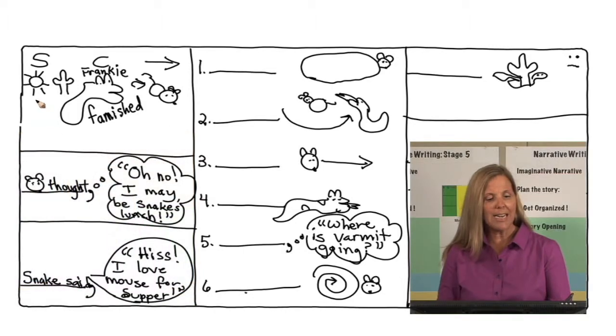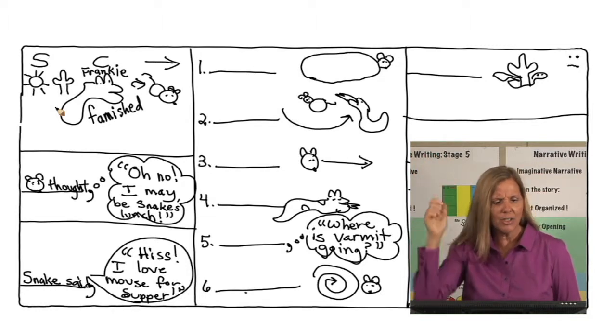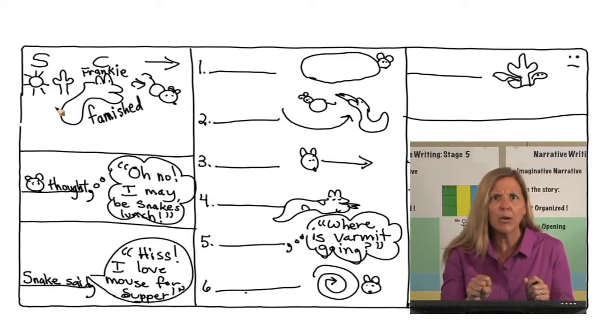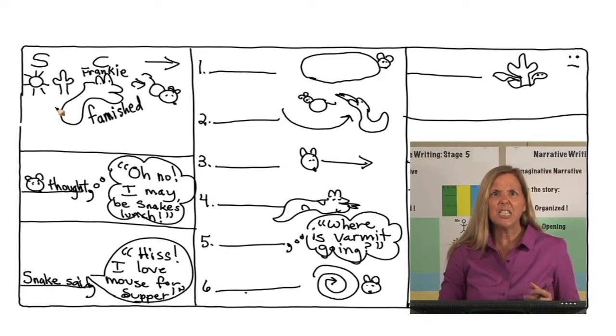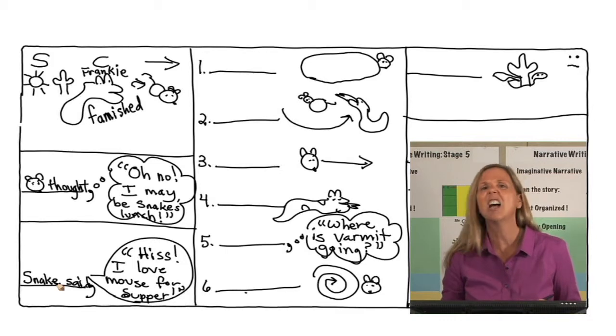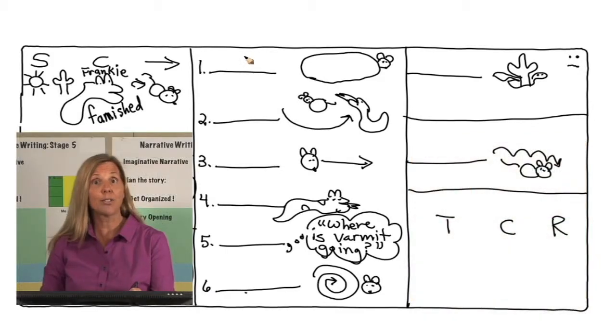So we'll have the beginning: one hot day out in the desert, Frankie the famished snake chased after a little mouse so he could fill his belly. Mouse thought, oh no, I may be Snake's lunch. Snake said, hiss, I love mouse for supper. Let's go to the middle and form our sentence here. We have who's doing the action?